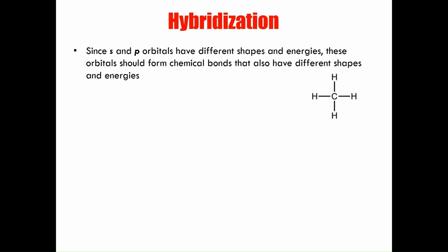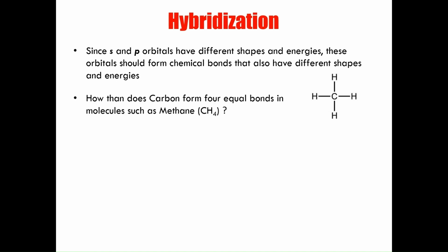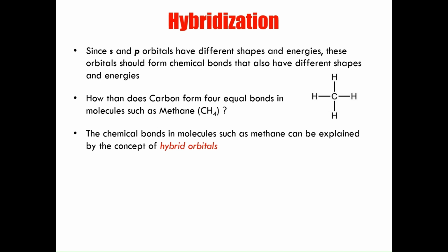Consider the compound methane, CH4. It's shown here bonding to hydrogen with 4 equal bonds. But in a ground state carbon atom, 2 valence electrons are in an s orbital and 2 are in p orbitals. Since s and p orbitals have different shapes and energies, these orbitals should form chemical bonds that also have different shapes and energies. So how then does carbon form 4 equal bonds in molecules such as methane? Well, the only explanation is the existence of hybrid orbitals.